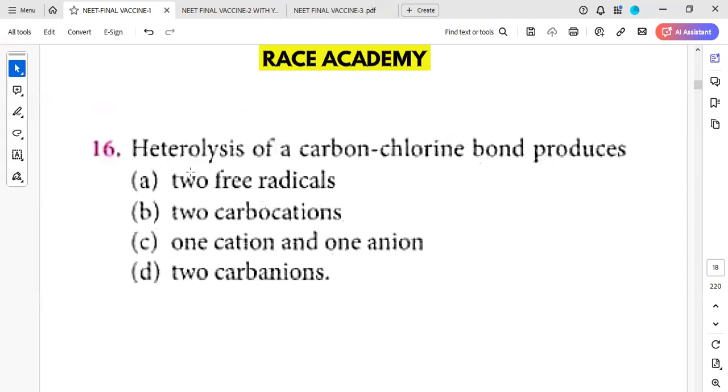16th question, if you observe carefully: hydrolysis of the carbon-chlorine bond produces what? Any hydrolysis produces one cation and one anion. So option C is the right option for this question.